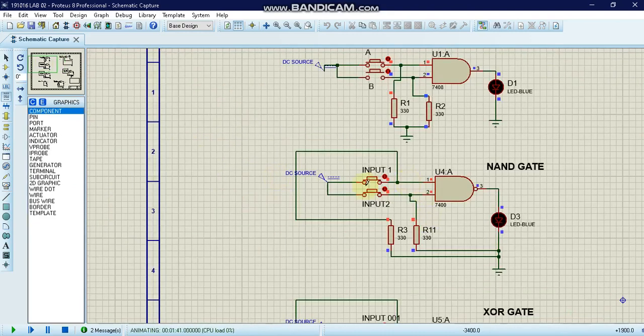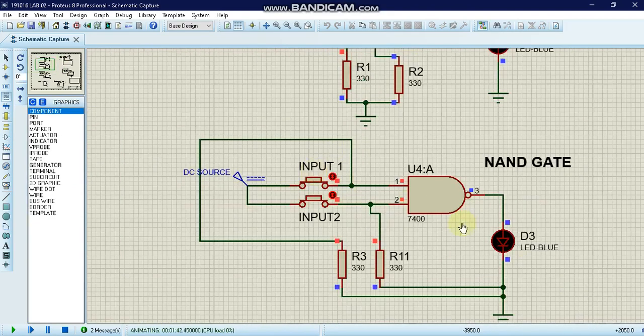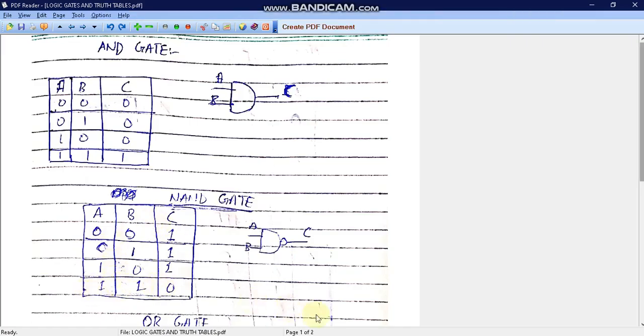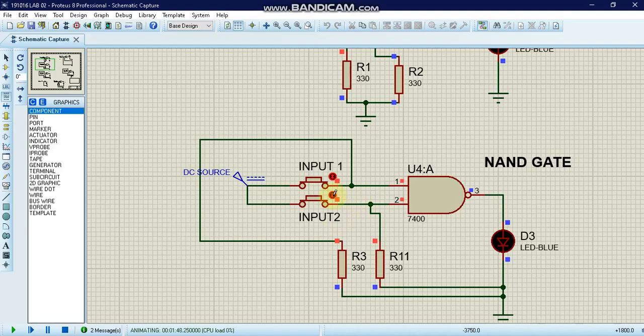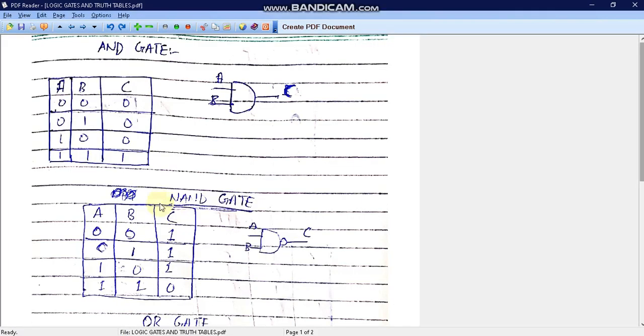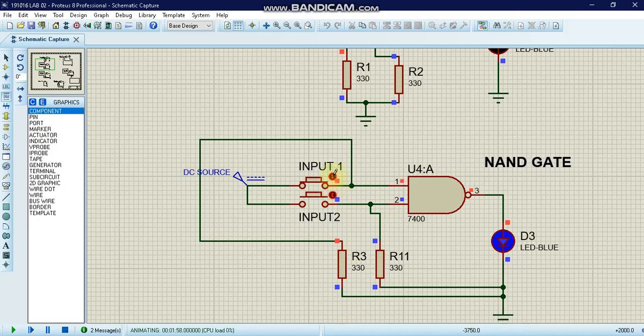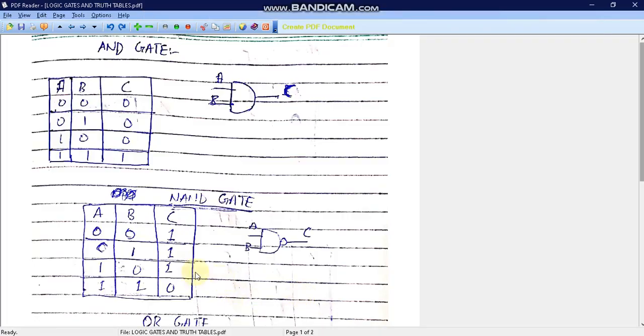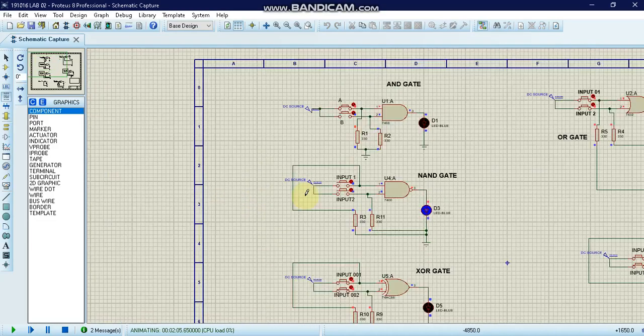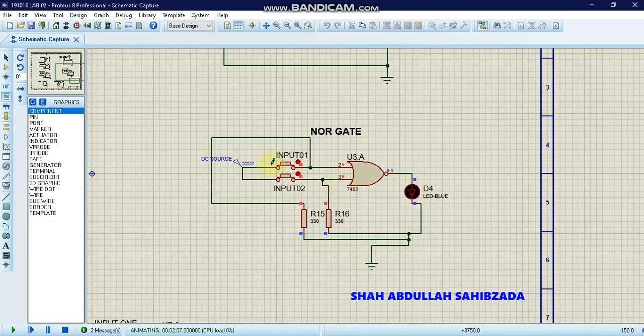Now let's see that in our simulation. We can see both of our inputs are high, that is 1 1, so our output is 0, so the LED is off, as we can see in the truth table here. Now let's see the rest of the conditions. 0 1 gave us 1, so the LED is on. Now 0 and 0, still the LED is on. So that's how our NAND gate works. If you look at the truth table, 0 and 0 gave us 1. Now let's continue towards our NOR gate.